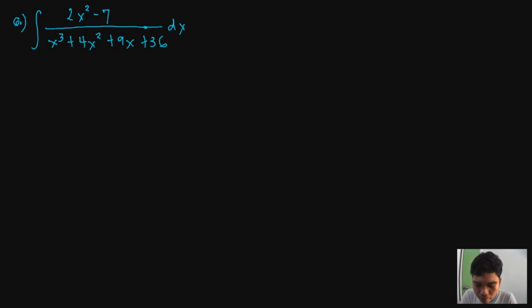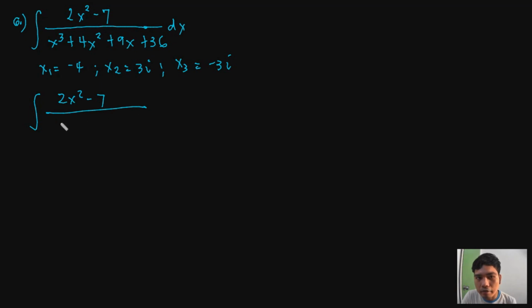And then there. Isn't our life so easy? So x sub 1 is equal to negative 4. How about x sub 2? x sub 2 is equal to 3i, and x sub 3 is equal to negative 3i. So with these as our factors, we could say that our factors would be 2x squared minus 7 divided by x plus 4, which is one of our factors, and then x minus 3i and x plus 3i. So that will be our result.